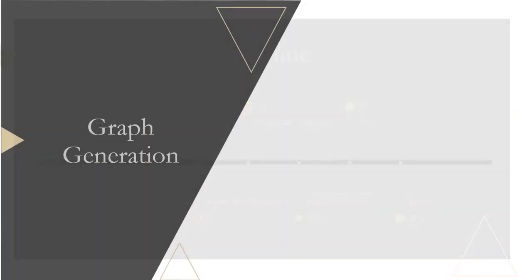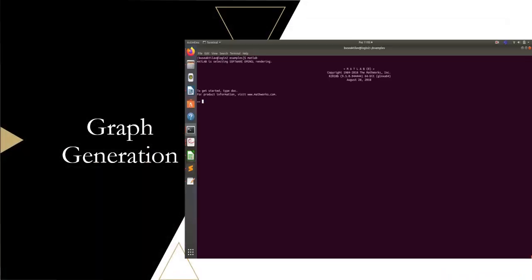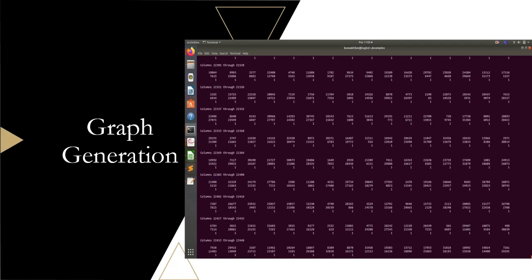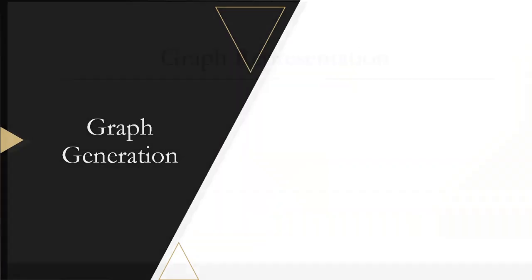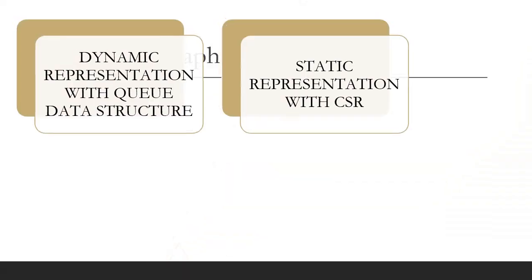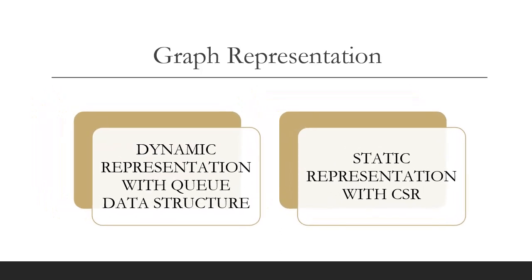First of all, we need graphs to perform these algorithms, so we generated them with the Kronecker generator, which is a routine in Graph 500. Now we need to represent these graphs. So I use dynamic and static data types for representation, which are queue data structure and CSR, which stands for compressed sparse row, and it stores graphs compactly with minimum overhead.